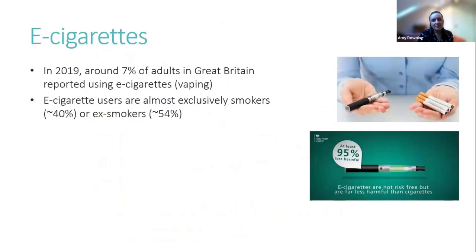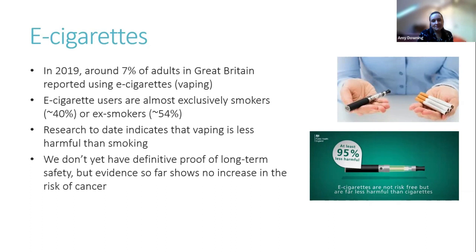Just want to briefly mention e-cigarettes. So in 2019, around 7% of adults reported using e-cigarettes or vaping. And e-cigarettes are used almost exclusively by smokers or ex-smokers trying to quit. And research to date indicates that vaping is less harmful than smoking, but as this is quite a new thing, there isn't any definitive long-term proof of safety. But so far, it shows that there's no increase in the risk of cancer.